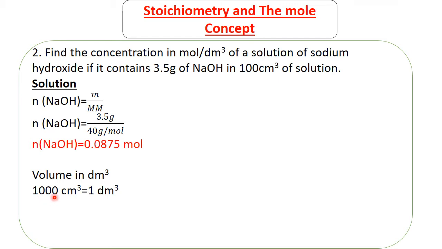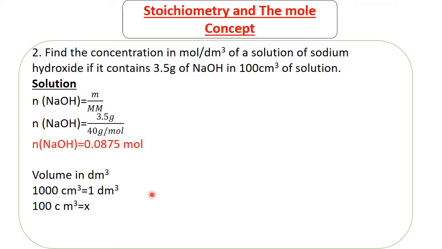The relationship is 1000 centimeter cubed is equal to 1 decimeter cubed. The other word for decimeter cubed is liter. So 1000 centimeter cubed is equal to 1 liter, which is 1 decimeter cubed. So we have this relationship. The next step is to convert 100 centimeter cubed to decimeter cubed. So on this side, we're going to write 100 centimeter cubed. Then we write x here, since we're looking for the decimeter cubed equivalent of 100 centimeter cubed.